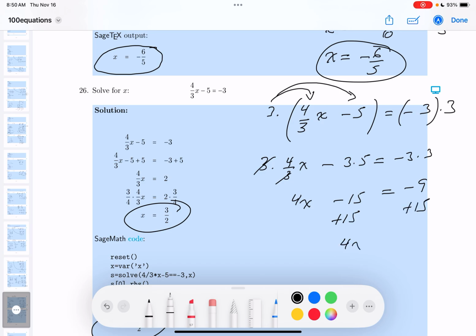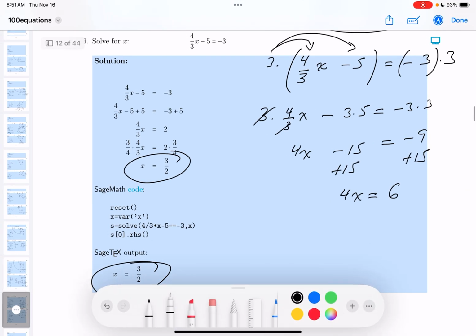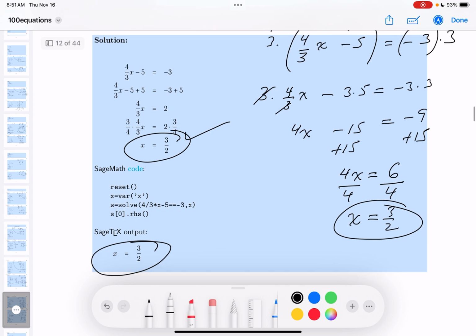And what do you get? You get 4x is equal to 6. Then what do you do? Divide both sides by 4. And you get x, because 4 divided by 4 is just a factor of 1, by the way. And 6/4 is going to be 3/2. Also, if you want to write a decimal down, I'm not opposed to it, 1.5.